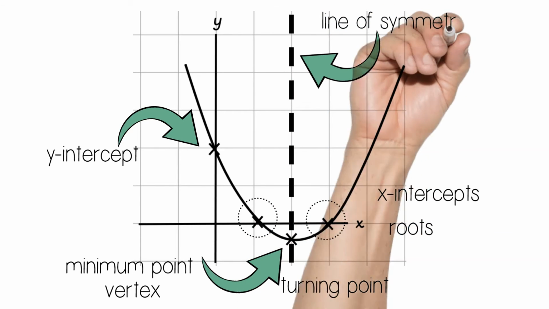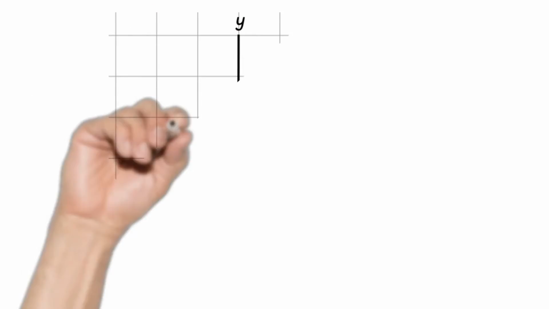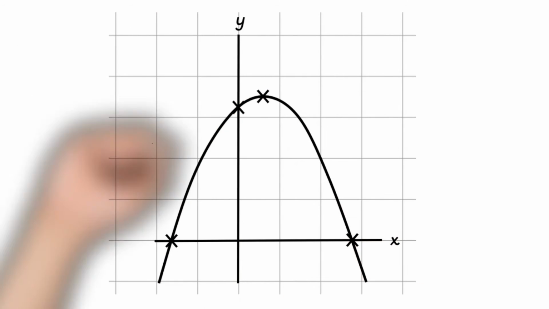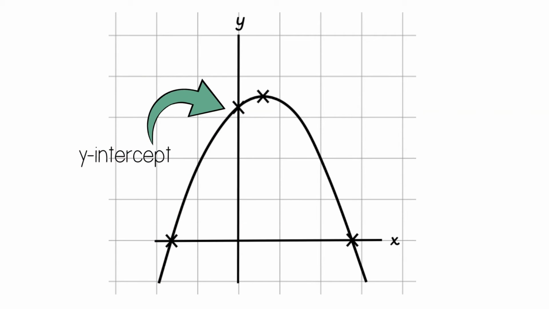Now I'm also going to show you the N shape of a quadratic and where that differs. So everything is actually the same apart from one thing. So we still have our y-intercept, which is where the graph cuts the y-axis. We still have our roots, which is the x-intercepts.